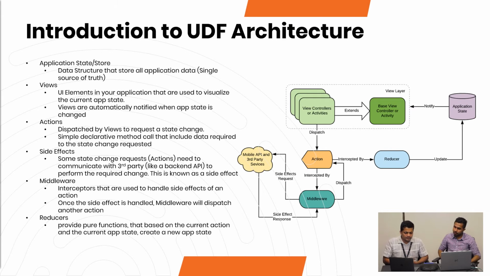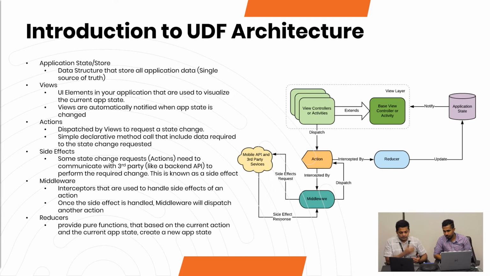The first thing is the application state, or the store as we call it. The store itself can contain different states, but for simplicity we will take this as the application state. It is a data structure that stores all the application data. We call it the single source of truth for the application, so it has only one data structure. None of the views or other elements in your application will contain any data. All the application-relevant data will be in the application state, in the data structure that we have chosen.